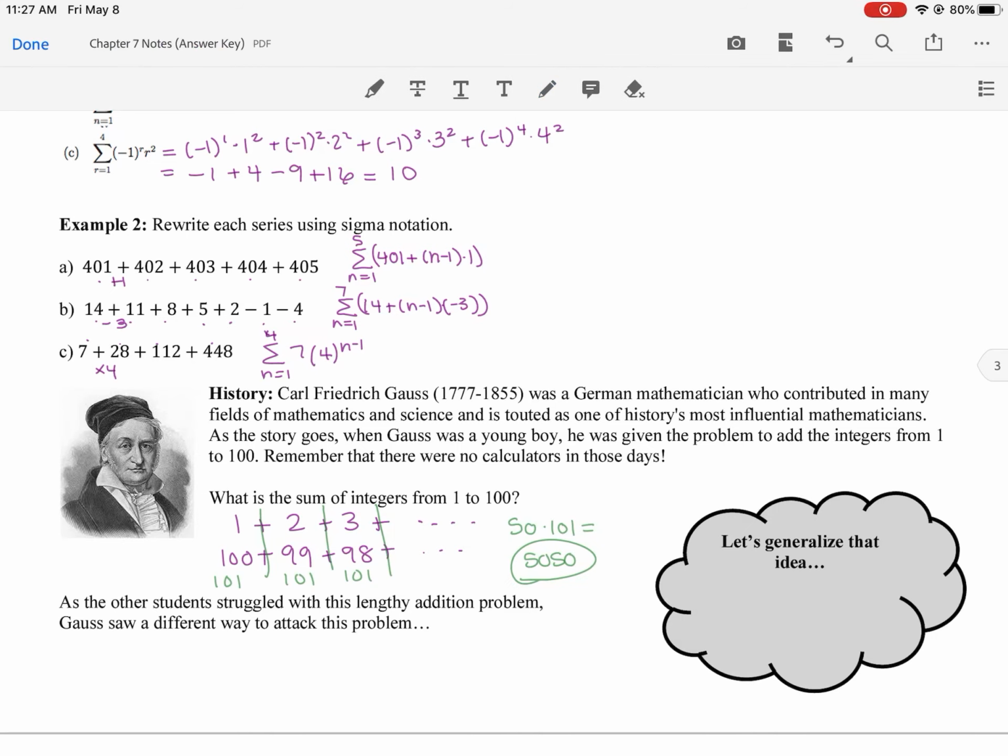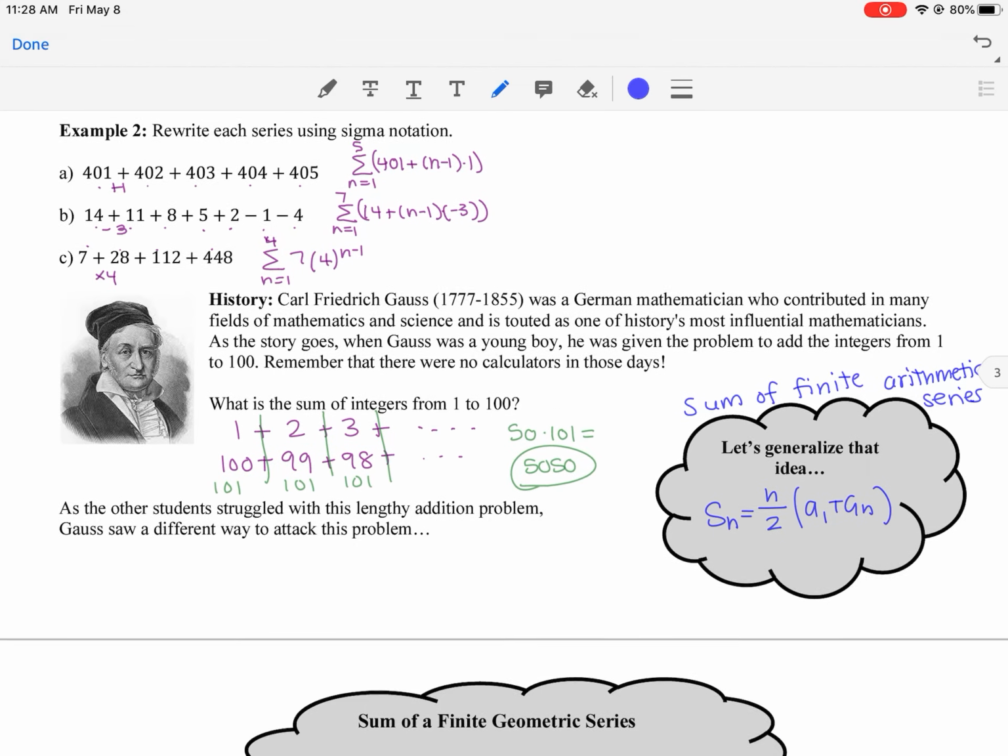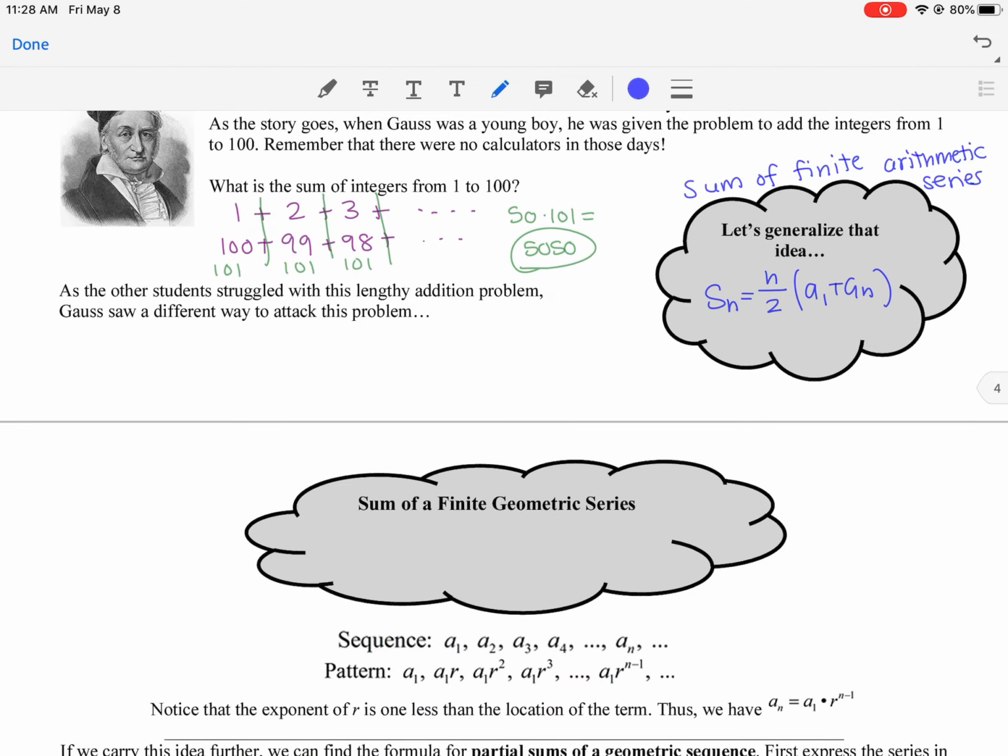So, as other students struggle with the lengthy addition problem, Gauss saw a different way to attack it, right? And so he came up with the sum of a finite arithmetic series to be S sub n, which means the sum of that series, of n, how many you're adding together, divided by 2, right? How many pairs you have. And then you take the first plus the last term. Once again, this is given to you on your formula sheet. Okay.